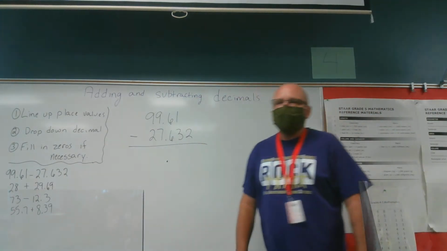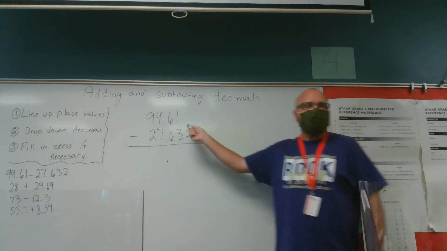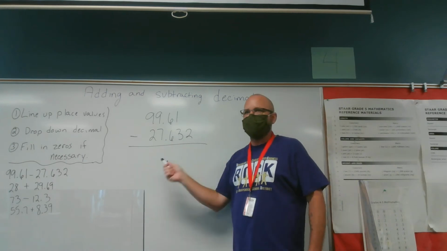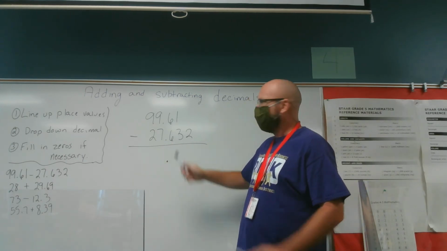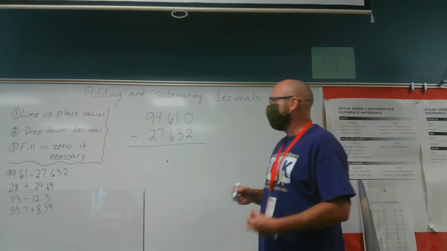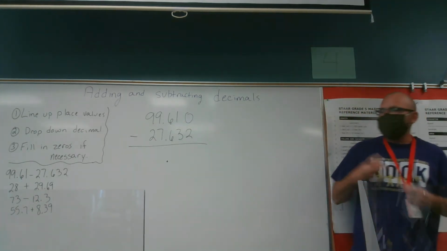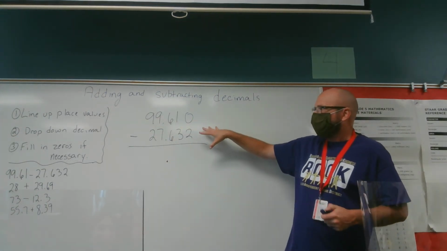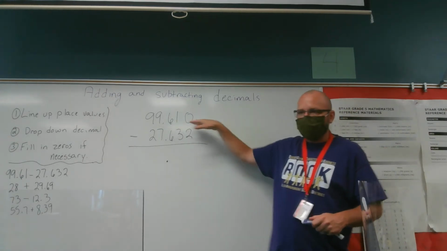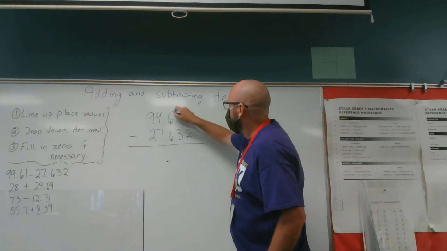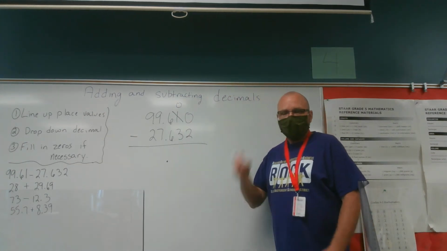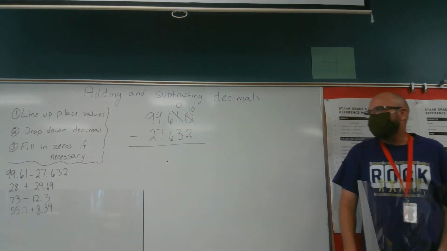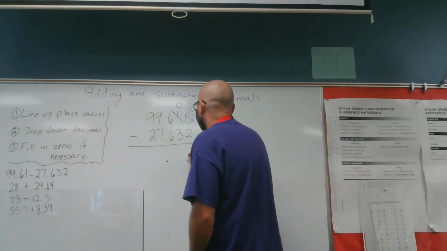And step 3 says fill any zeros if necessary. I have nothing here. I can't just subtract and bring the 2 down. That's the mistake I'm seeing on a lot of papers. So I can put a 0 here because I have 99 and 61 hundredths, but I'm going to add 0 thousandths to that, and it doesn't change the value. But now I can subtract because I can regroup. I take 1/100th from my hundredths, break that into 10 thousandths, and so now I have 10 thousandths, subtract 2 thousandths, I have 8 thousandths.